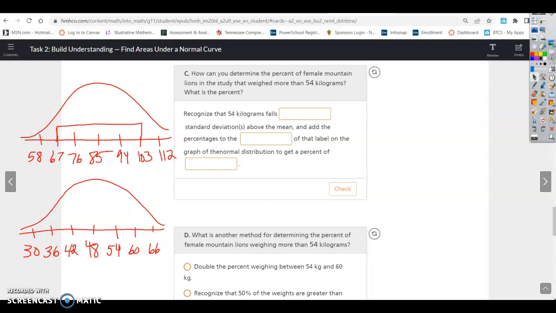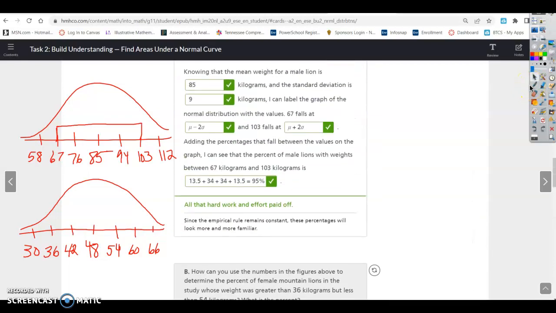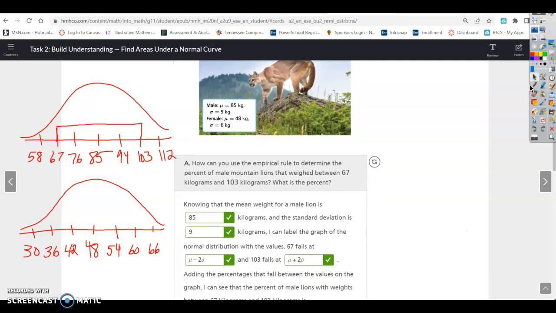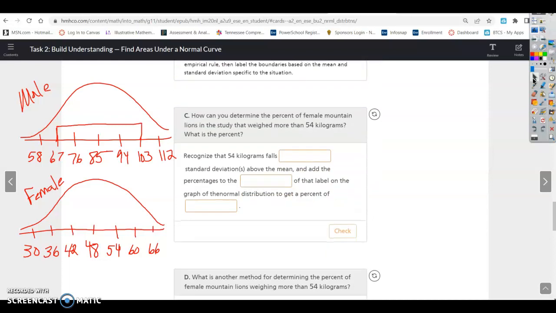Okay, so if you remember from the last video, I went ahead and drew these normal distribution curves based on the data given. So the top one here is the male, and the second one is female. All right, so we're looking at the female curve, and what we're going to do is say, how can you determine the percent of female mountain lions in the study that weigh more than 54 kilograms?